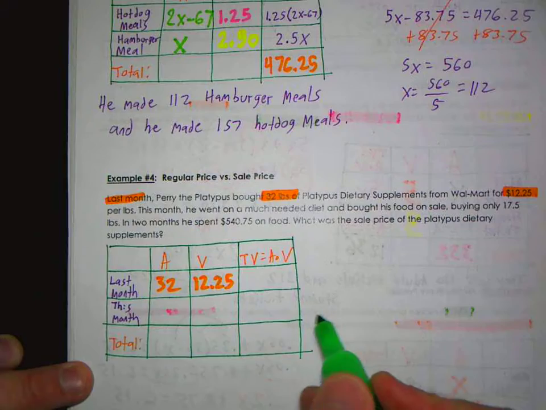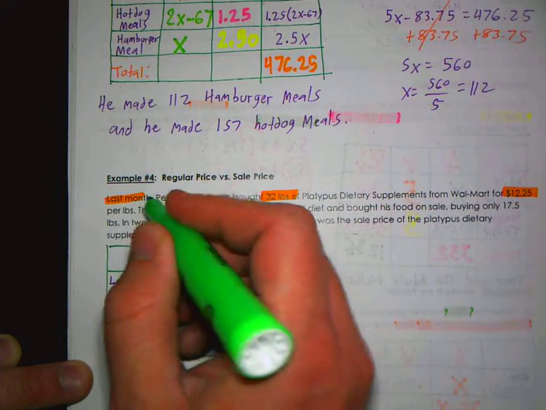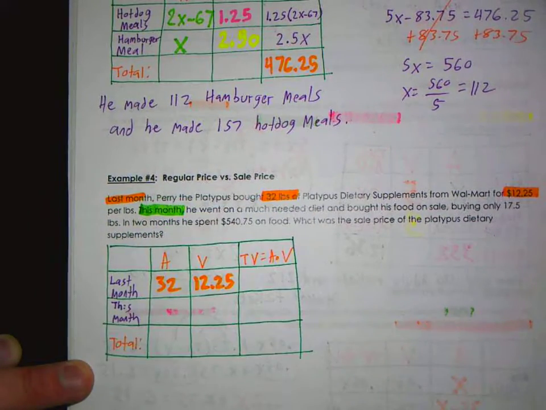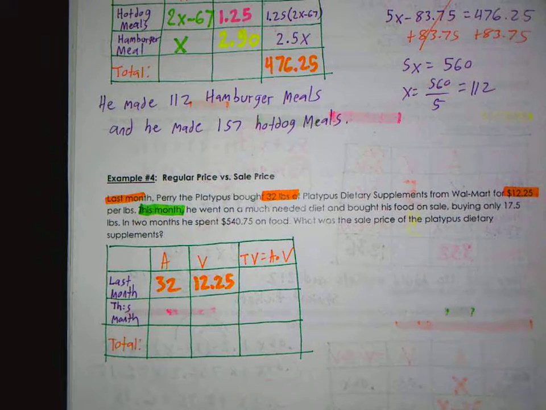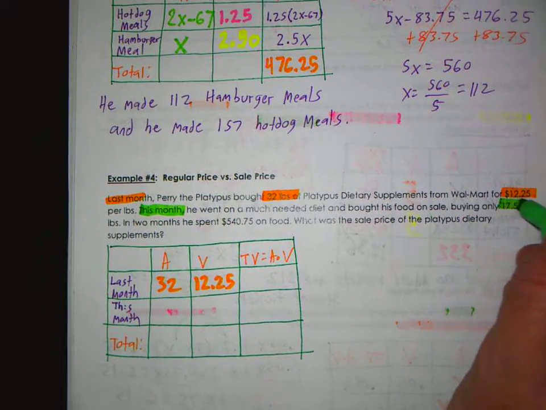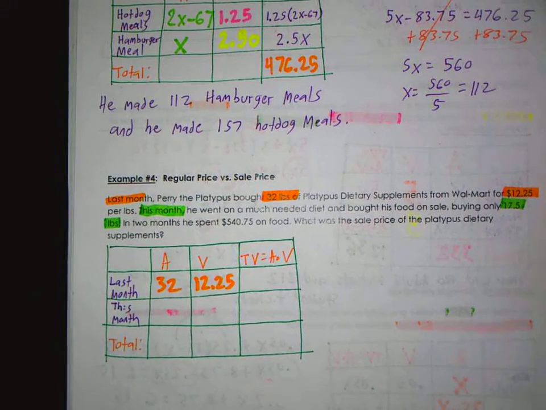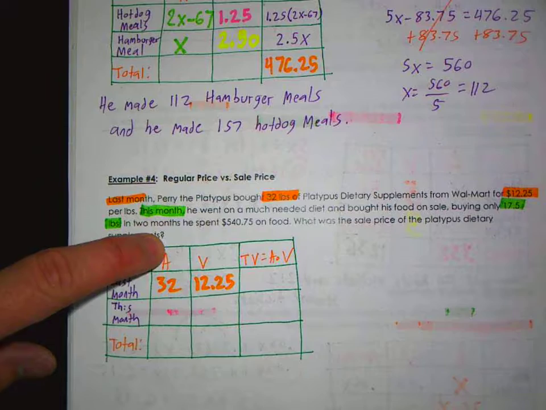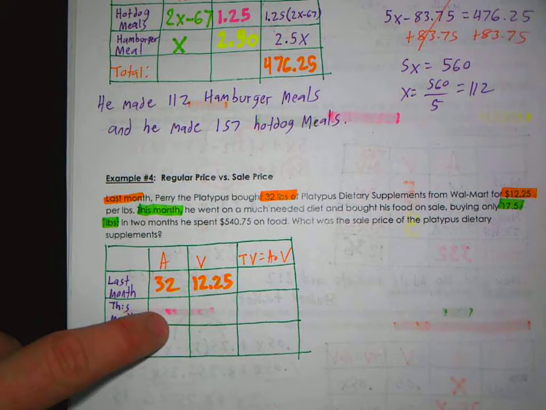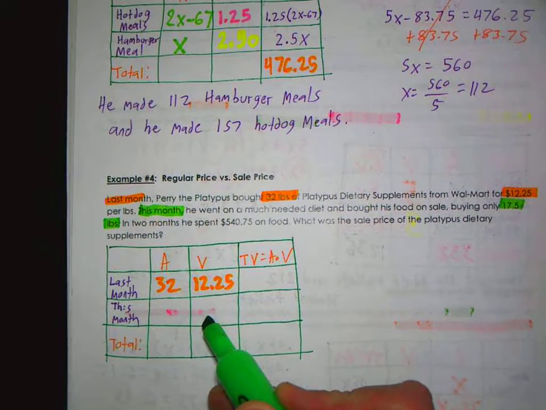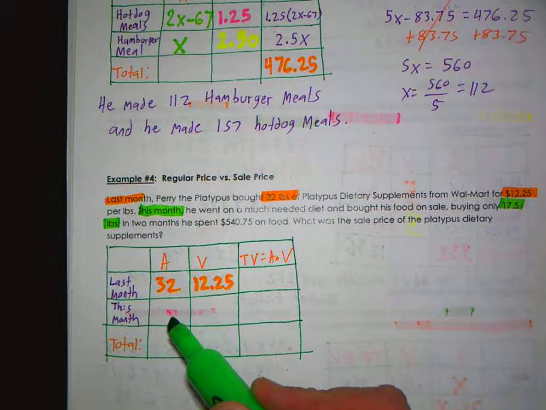This is our next row. He went on a much needed diet. For this problem, this just means he ate less. Okay. He bought his food on sale, buying only 17.5 pounds. Well, is that an amount or a value? That's how much it would cost. Amount is how much he bought, right?